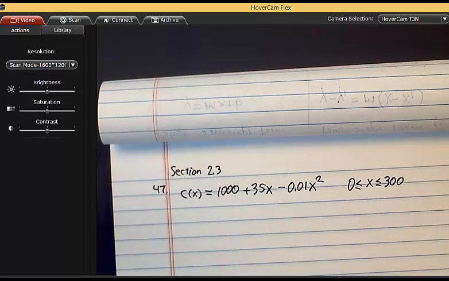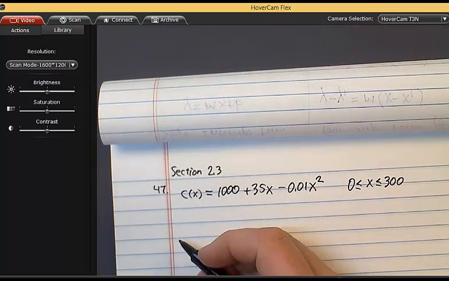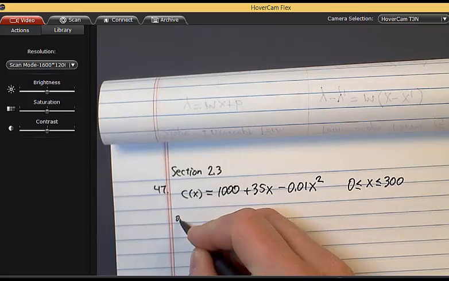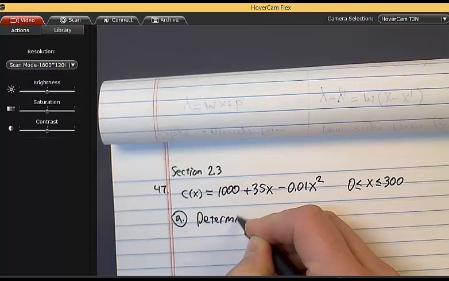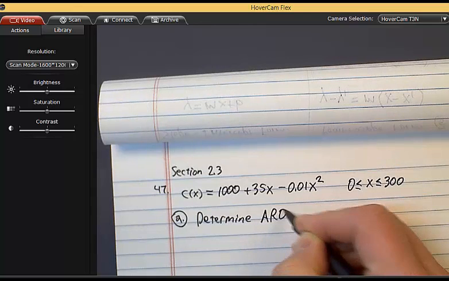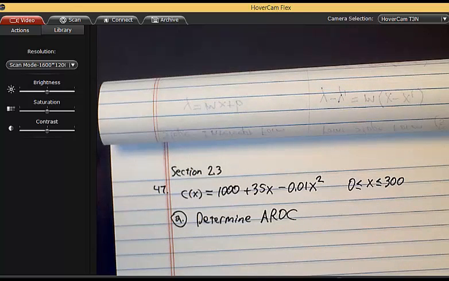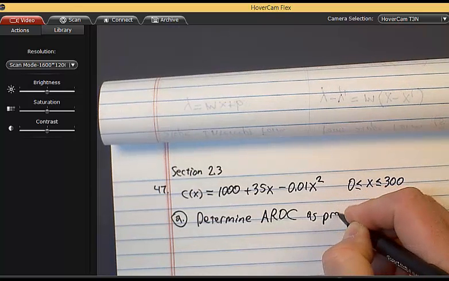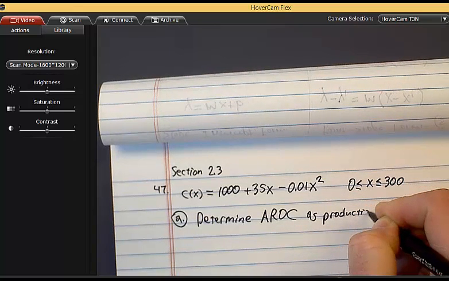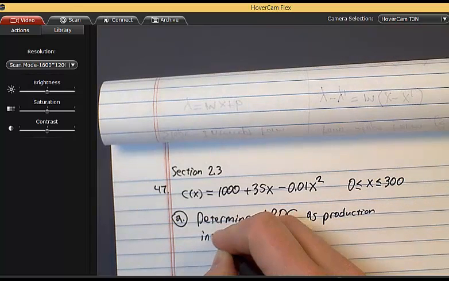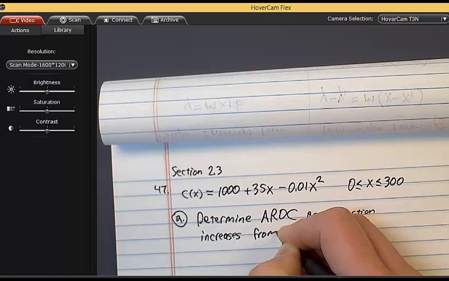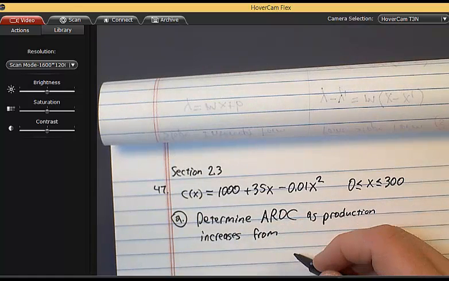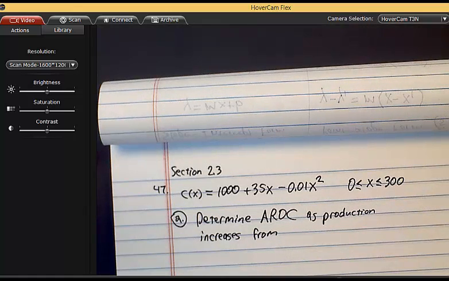But anyways, part A says, determine what? Average rate of change. I'll just shorten that, call it AROC, as production increases from 100 to 150. Yep.